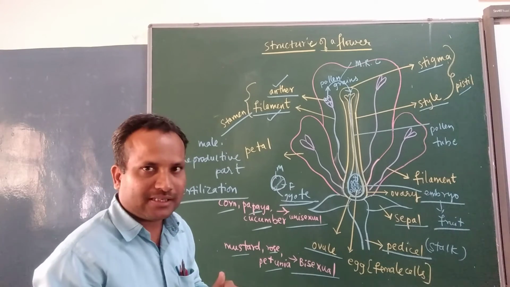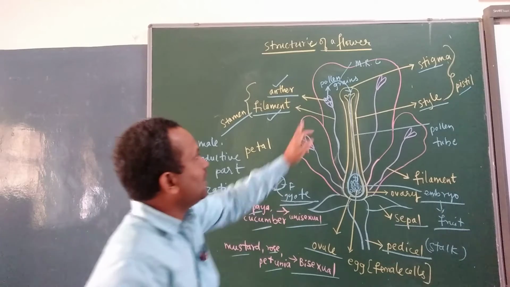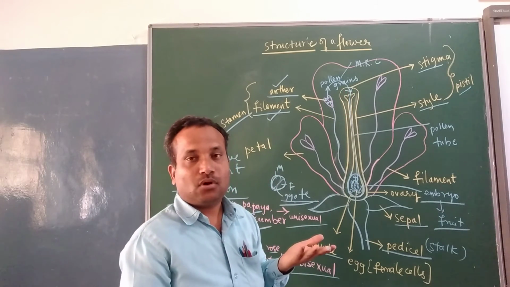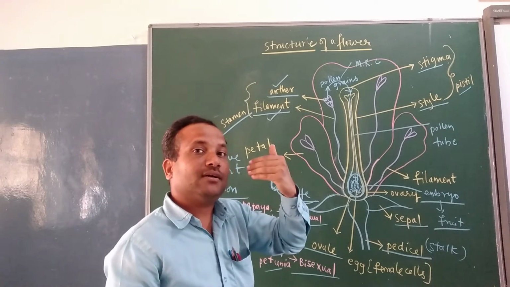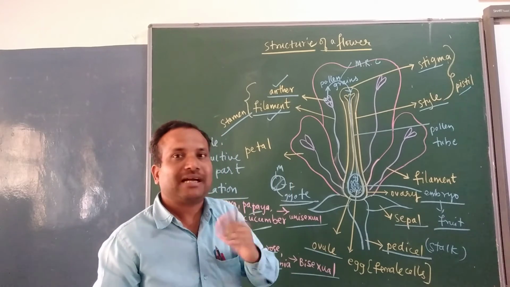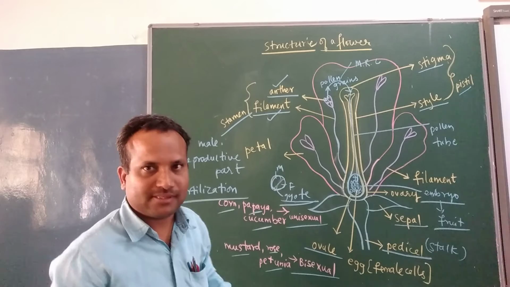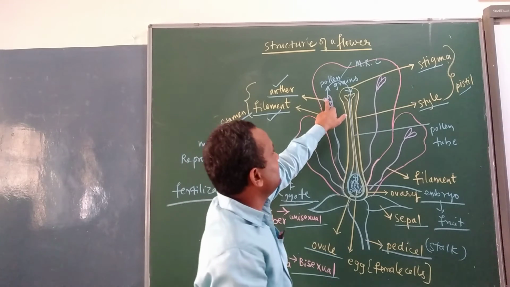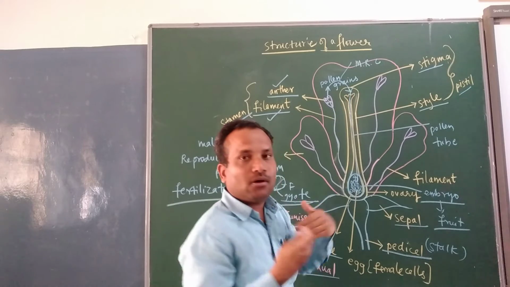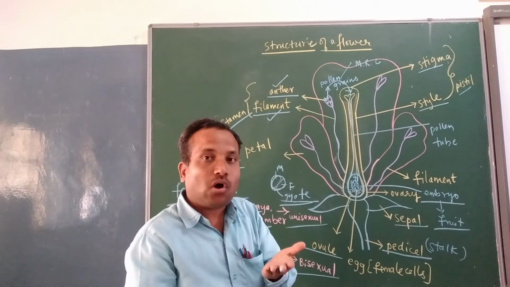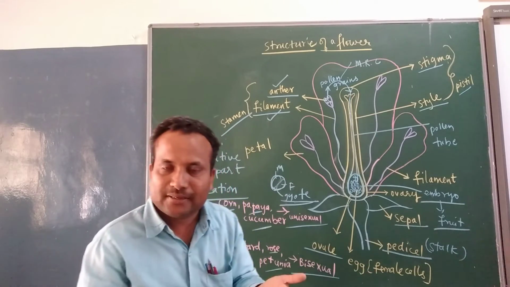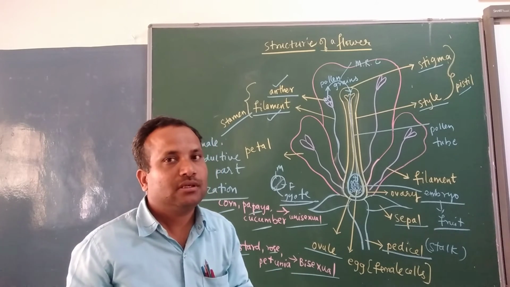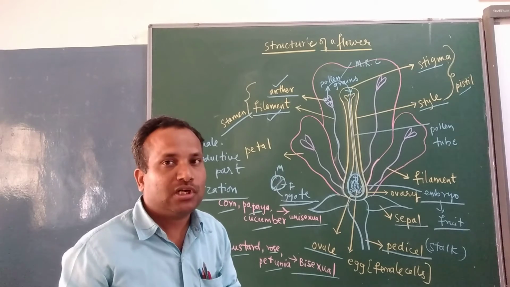See children, if pollen grains jump from anther to the stigma of the same flower, or to a different flower of the same kind. Once again I will tell you. If pollen grains transfer from anther to the stigma of the same flower, or to a different flower of the same plant, we call it self-pollination. One more will come, cross-pollination.